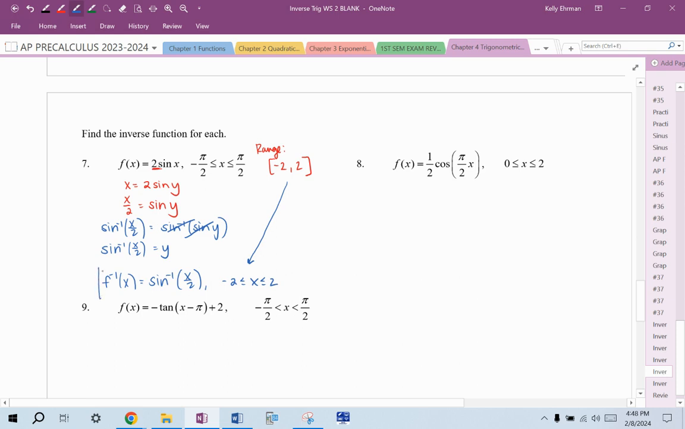So you're always just using the range, and this is just the range of a sine function with an amplitude of 2. That range gets applied to become the domain of the inverse function.